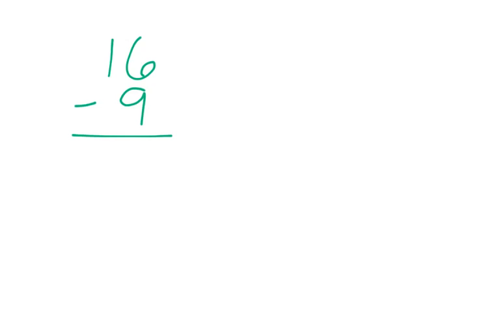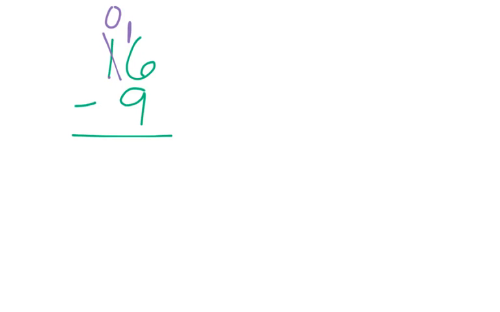Now, as most of you know, the way that we would solve this problem is to say, okay, I can't take 9 away from 6, so I have to look at my tens place. I'm going to borrow from my tens place, and that's going to become a 0, and my 6 is going to become a 16. You know the motions, but you don't really understand what it means. So let's take a look at what it means.